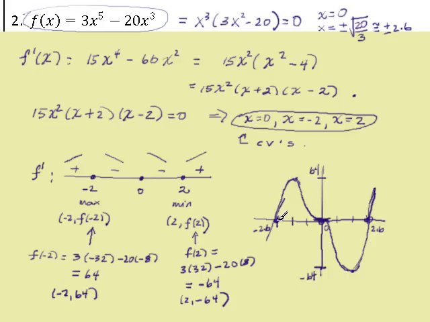See, when we did these graphs in pre-calculus, we were not able to see that the graph flattened out here, and we were not able to find exactly where the highs and lows were. All right, let me just put this in, minus 2, 64 for the max, and 2, minus 64 for the min.